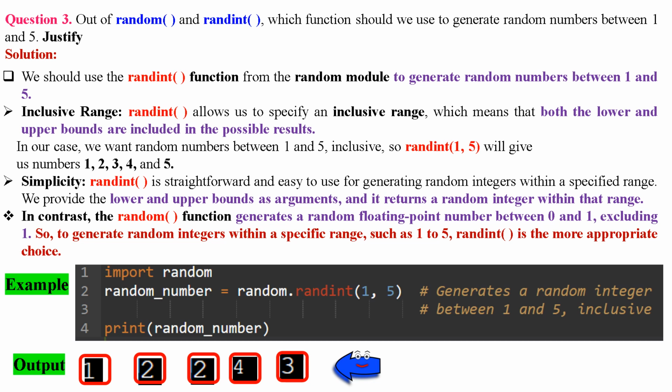In line 4, print of random_number. This line prints the value of random_number to the console, displaying the random integer generated by randint within the specified range.